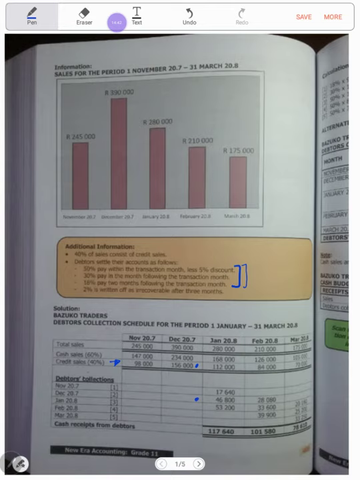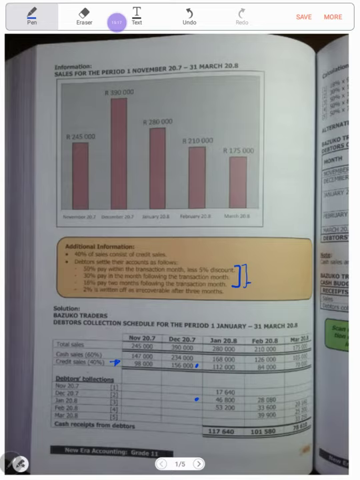Are we done yet, grade 11s? No, we are not. 2 months later still falls in the budget period. 18% pays 2 months following the transaction month. So again, our credit sale is December. And what is 2 months later? 1, 2. So we will be receiving money from our credit sales that happened in December. We will be receiving 18% of it in February.